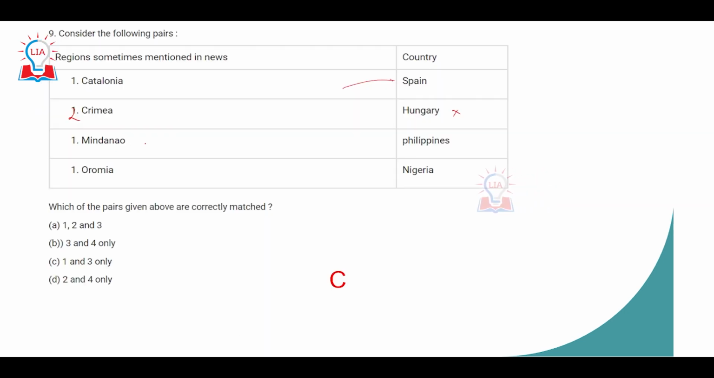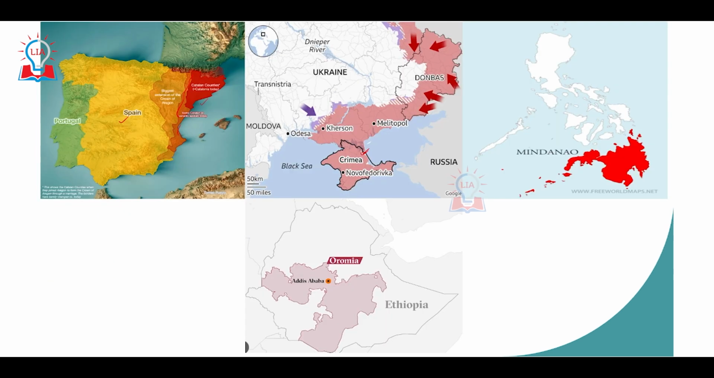Third we talk about is Mindanao. Mindanao in Philippines. Now Mindanao is situated in the southern Philippines, as you can see from the map here, and this was in news because of a severe earthquake that happened in Mindanao, because it is situated at the junction of 2 oceanic plates.